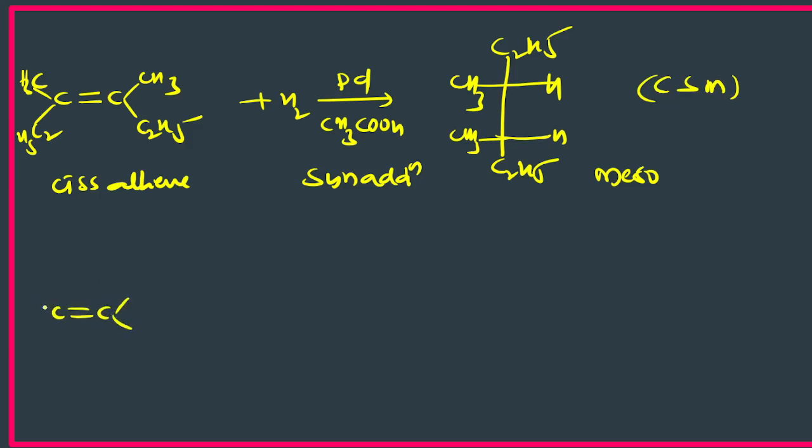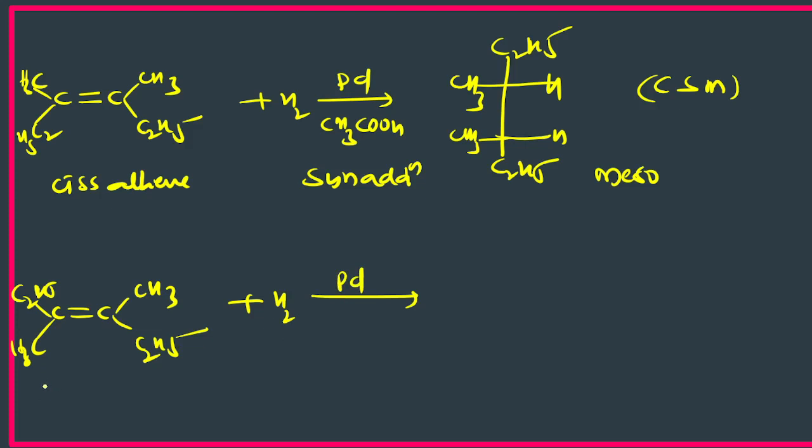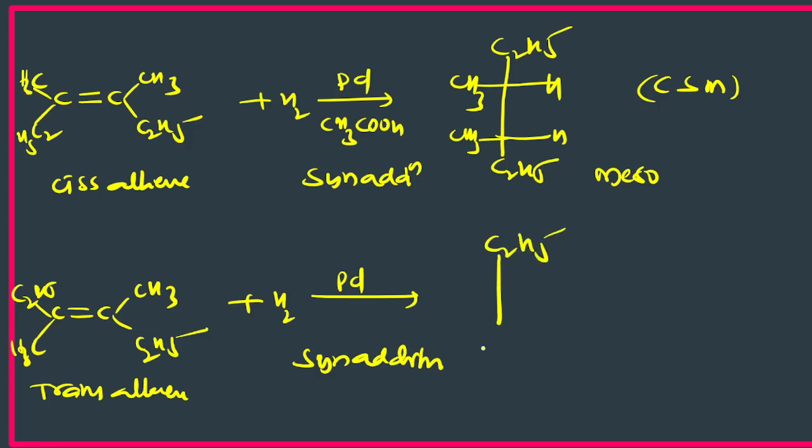See, have a look at the next example. A carbon-carbon double bond, a trans alkene with CH3 CH3 and C2H5 and C2H5, in the presence of H2 with palladium metal. It is a trans alkene with syn addition. TSR means it gives a racemic mixture. I will write the product.